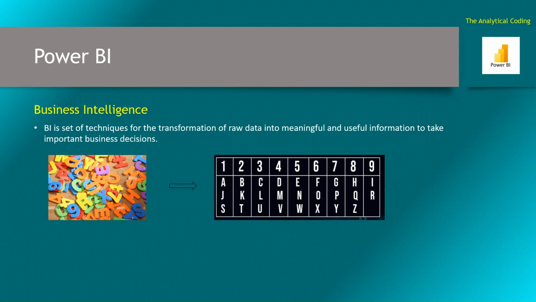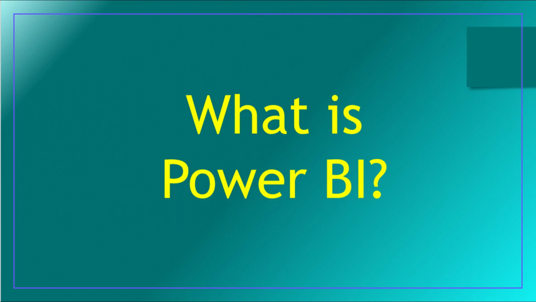It is a set of techniques for the transformation of raw data into meaningful and useful information so that businesses can make important decisions. Simply, BI is a technology that gets the right data to the right people at the right time. Don't get confused by this definition. You will understand it easily once we step into Power BI and learn it. So let's move forward.